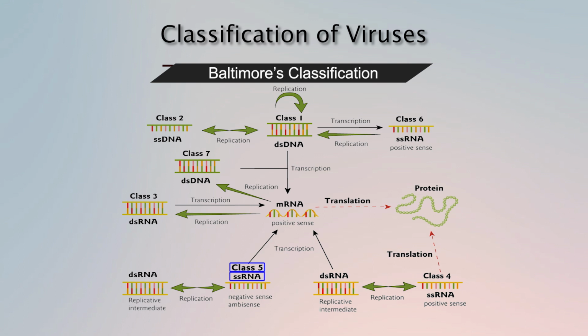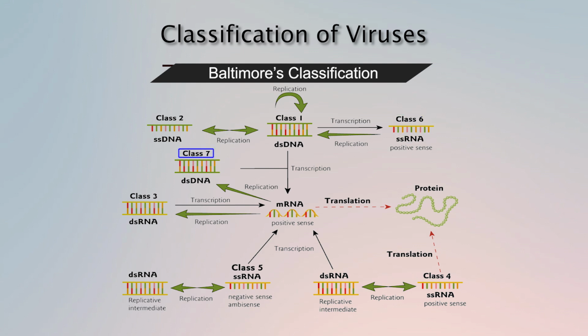Class 5 comprises single-stranded RNA, as I have told, of negative sense, and the examples include orthomyxoviruses and rhabdoviruses. Class 6 viruses comprise single-stranded RNA, and the speciality here is the presence of reverse transcriptase. So it gets converted to mRNA through a double-stranded DNA intermediate, and this form is made with the help of the enzyme reverse transcriptase.